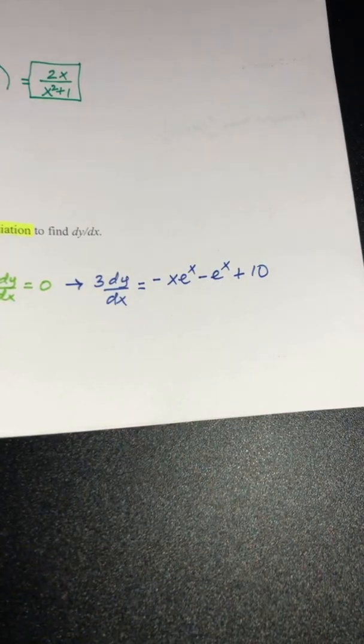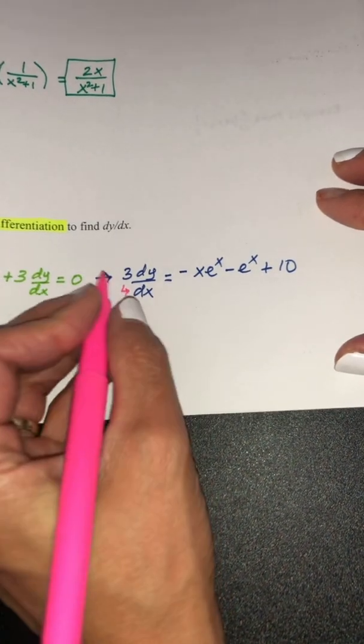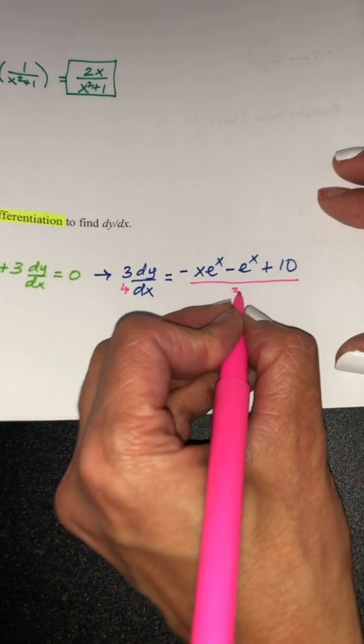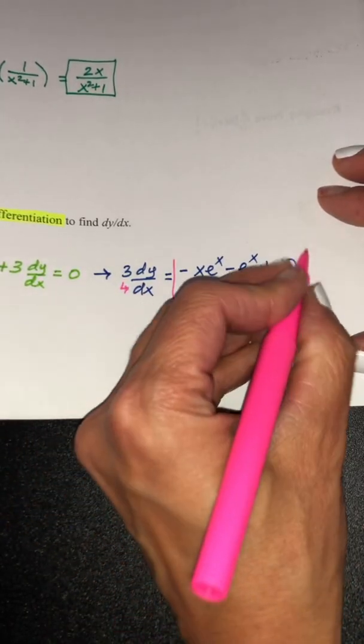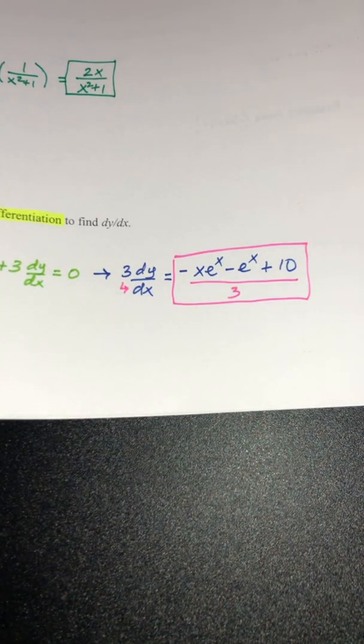Okay, well, we still need to isolate that dy dx. There's a 3 out front, so we're going to need to move it to the other side. It's being multiplied to the dy dx, so we have to divide by 3. And that's the answer. We cannot reduce that anymore. Thank goodness, right? Because that would look pretty complicated if we tried to.